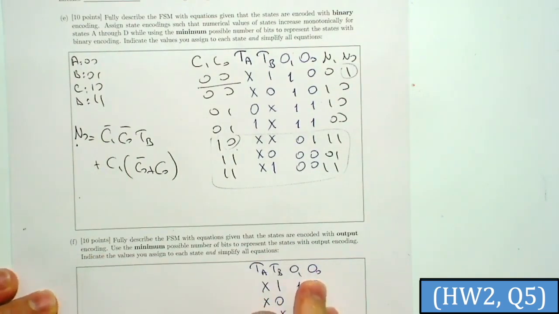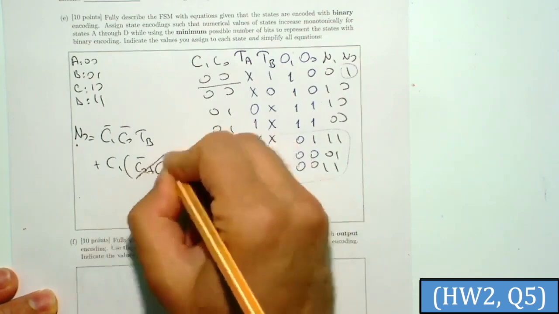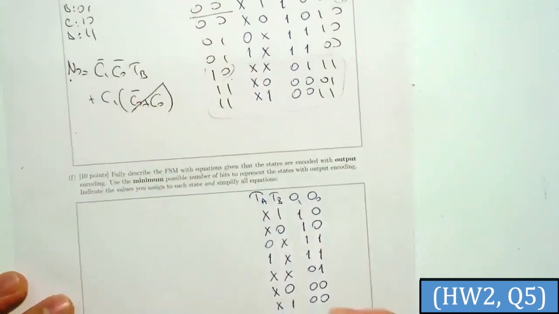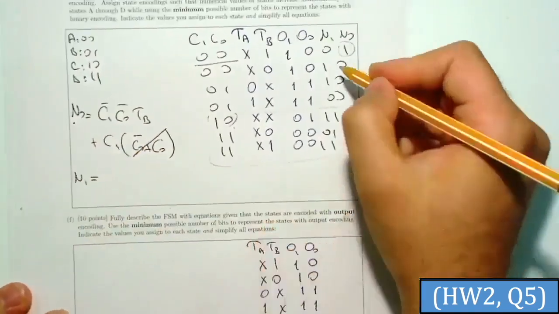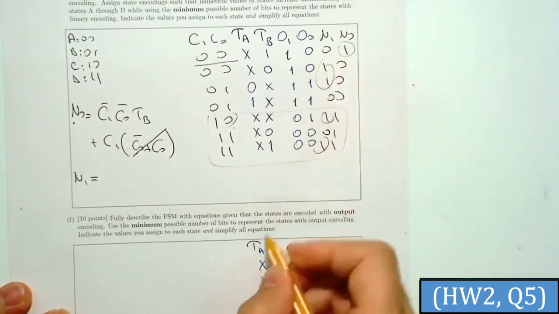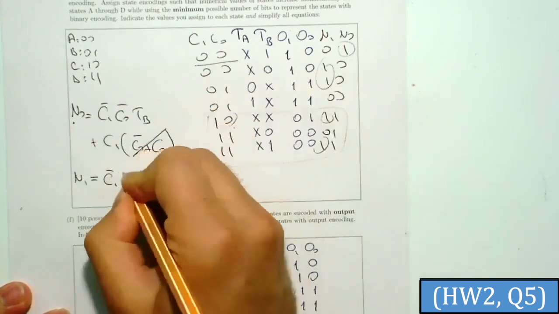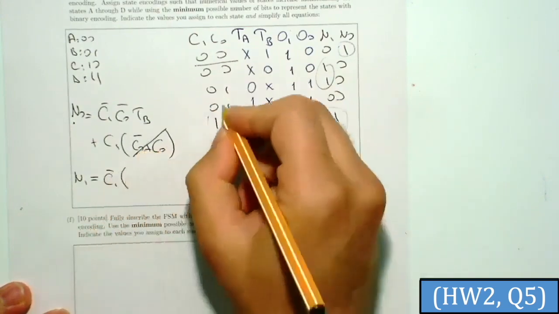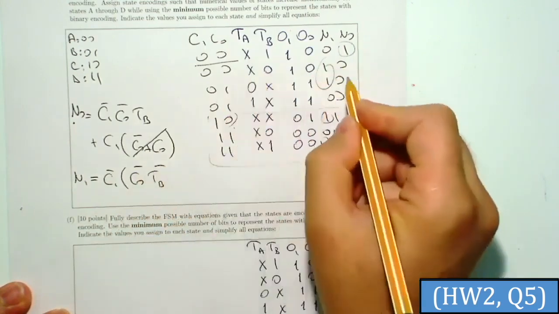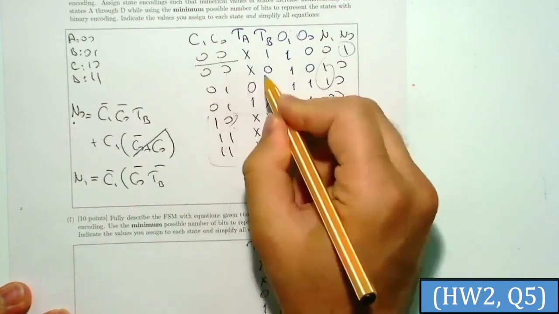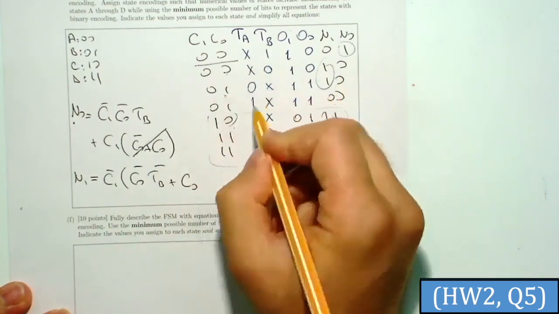Yeah, then we can also simplify that, right? So this is always 1. For N1, I'll check the rows. I have 1 here, so this means that for this one I have C1 not and C0 not, TB not, or C0 not, TB not, or C0, TA.